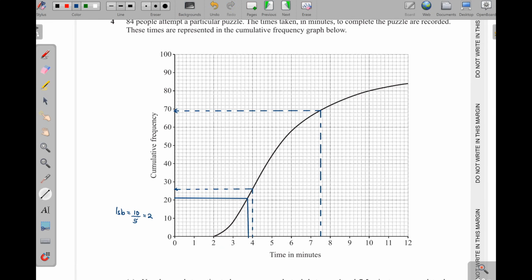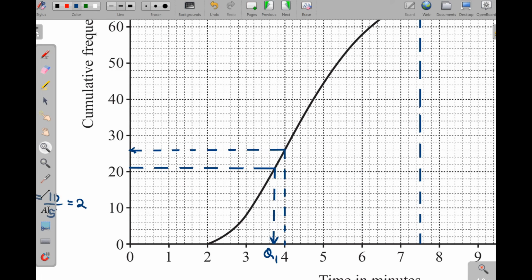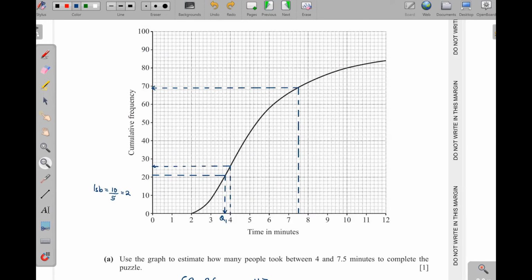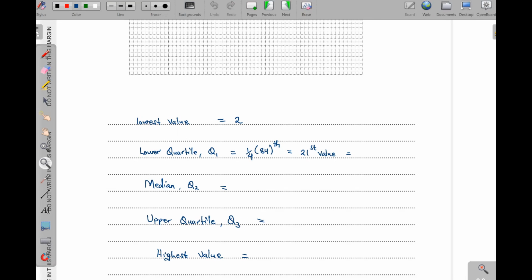Then we come down here and we see what we get. So even this one, I'm going to make it dotted. This is our Q1. We denote it with a Q1 here. So when you look at this, it is going to be 3.7. You see that? So I'll write this as 3.7.